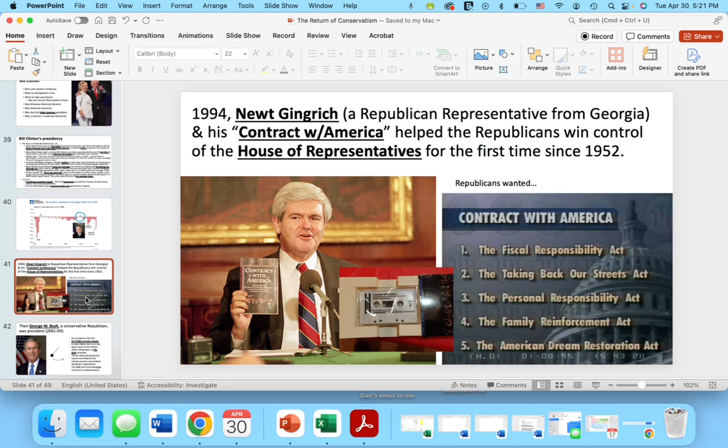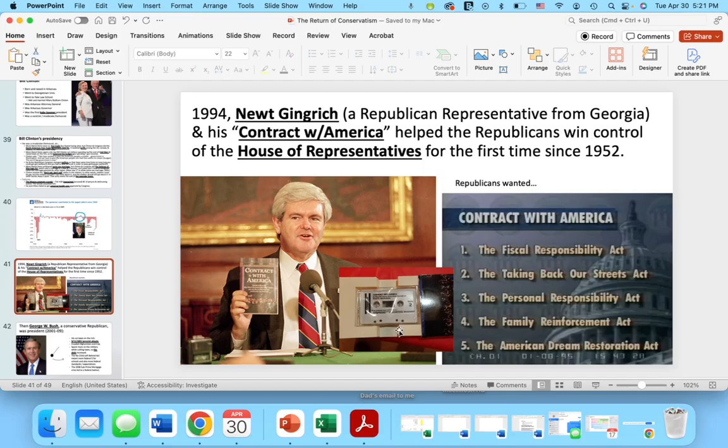During his presidency in 1994, Newt Gingrich was important. Newt Gingrich was a Republican representative from Georgia, and he made up this Contract with America. And this was kind of the Republican Party platform, and it helped the Republicans win control of the House of Representatives for the first time since 1952. The House became under Republican control. Here's a copy of the Contract with America as a book with all the promises the Republicans said they were going to do, Newt Gingrich.